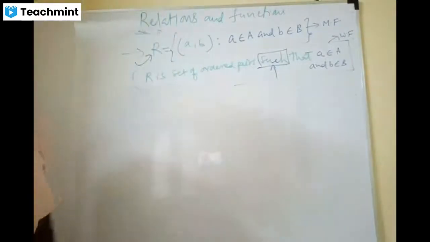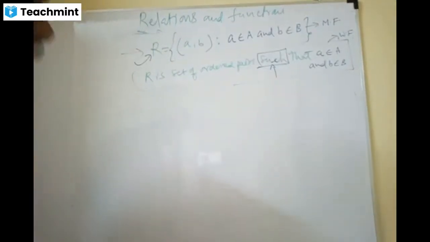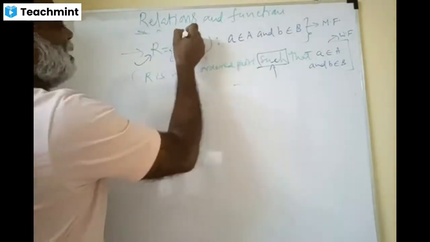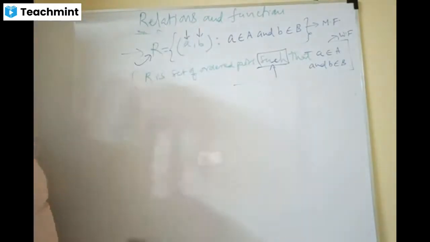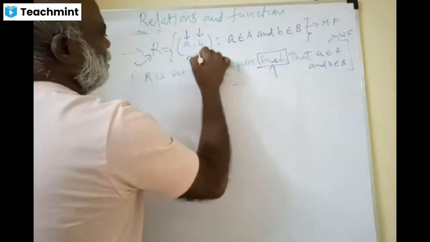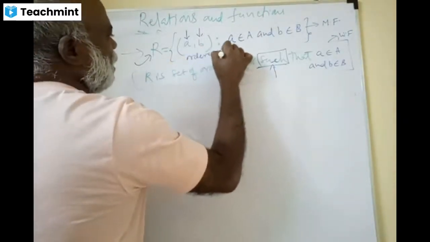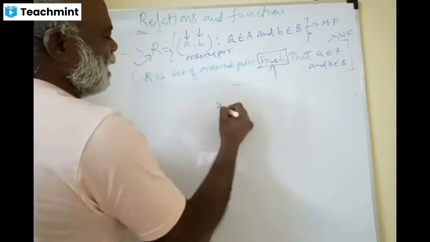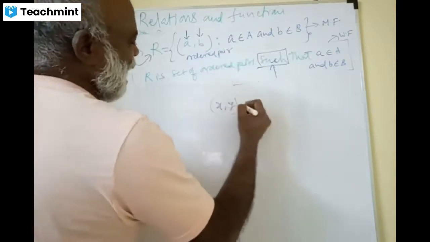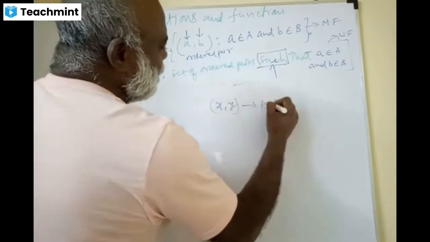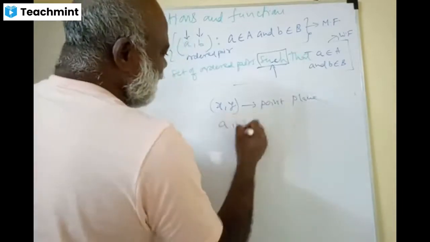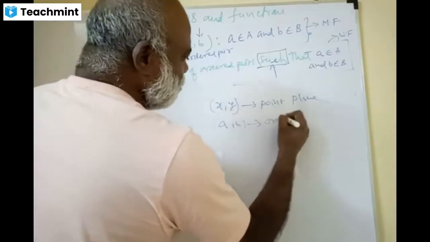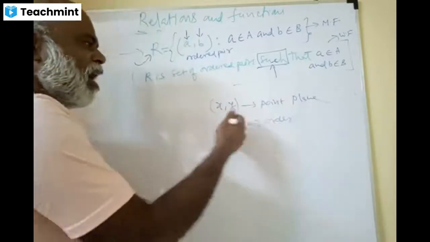Next, mind the relation pattern. This is called the first coordinate, and this is called the second coordinate, because it is an ordered pair. Ordered pair means something like a point in a plane. Yes, (x, y) is a point in a plane. So (a, b) is an ordered pair. A point in a plane is also an ordered pair.